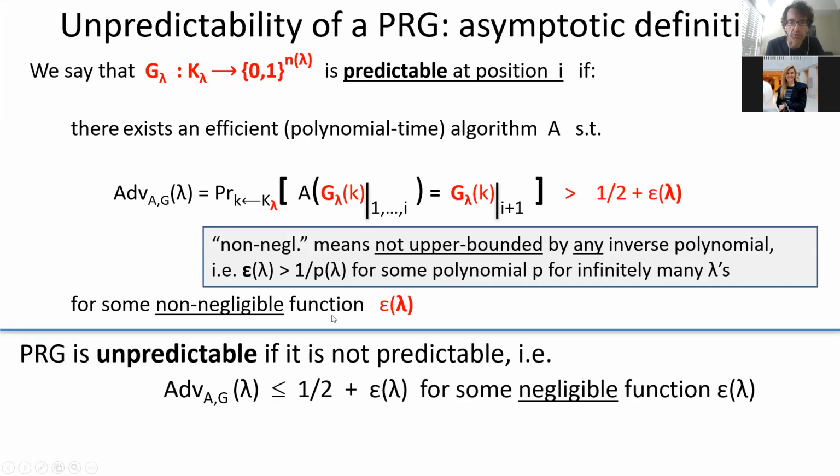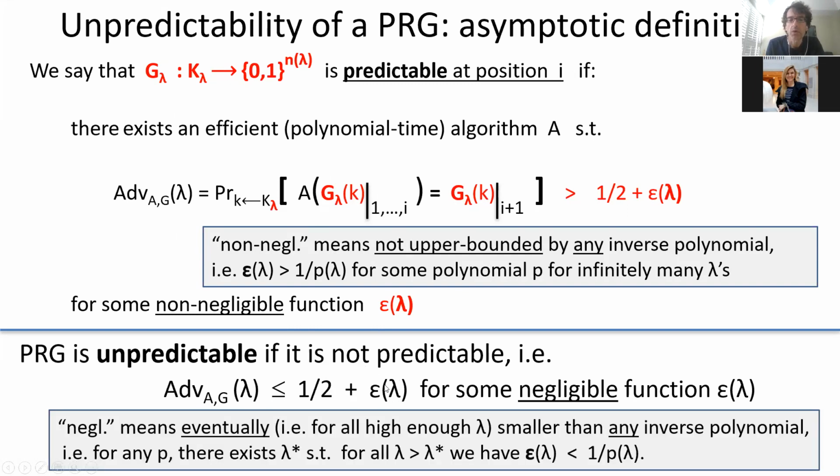Conversely, we say that the PRG is unpredictable if this advantage is just 1/2 plus negligible. So with every efficient tester, when he's getting the first I bits of the G output, it's useless to him. He predicts this bit with a probability that is effectively the same as a random coin toss, plus a negligible amount.